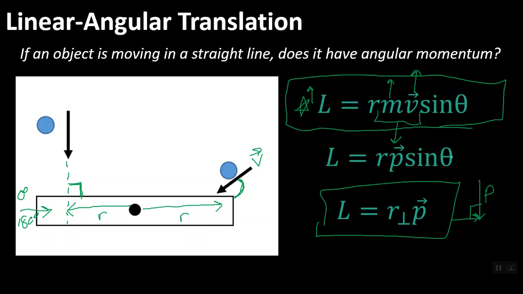But if you do have this indirect hit, this momentum acting at an angle to the r vector, then you do have to take into account the sine of this angle in between. But I did want to show you this alternate version of that radial distance times the momentum instead of the mass and velocity combined together.